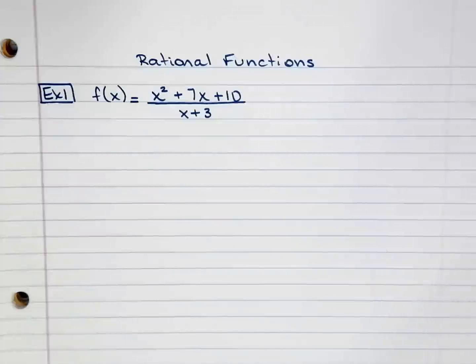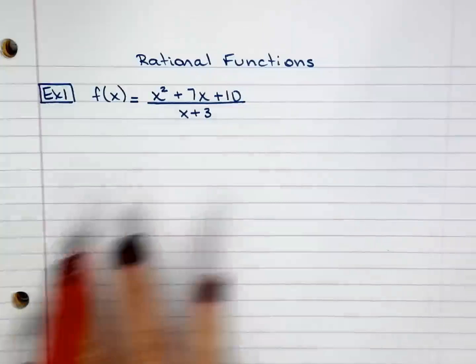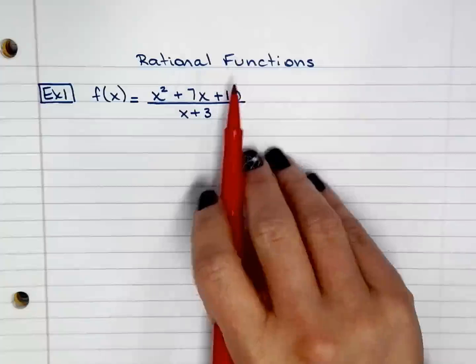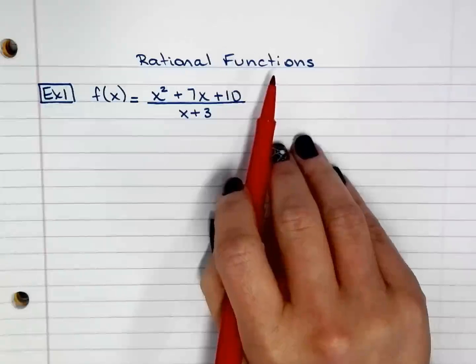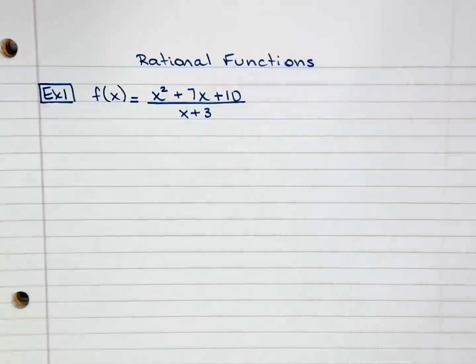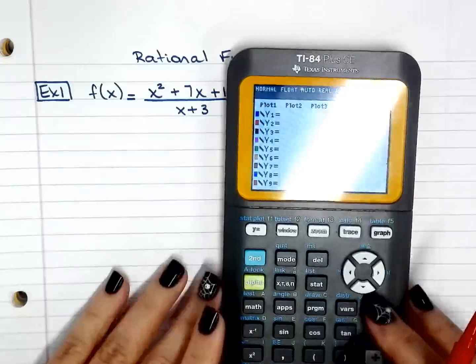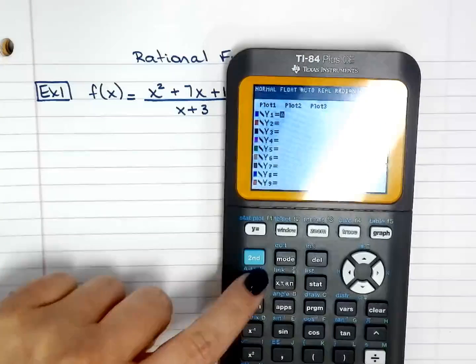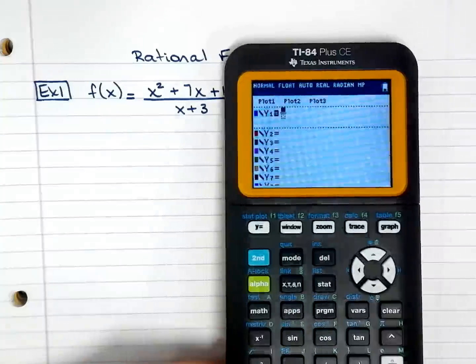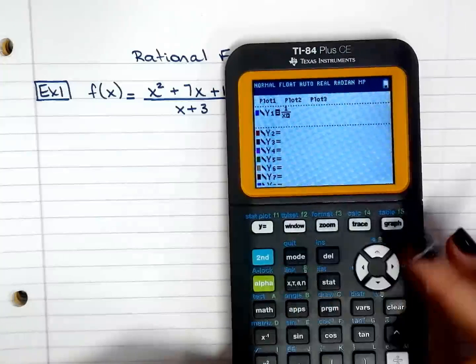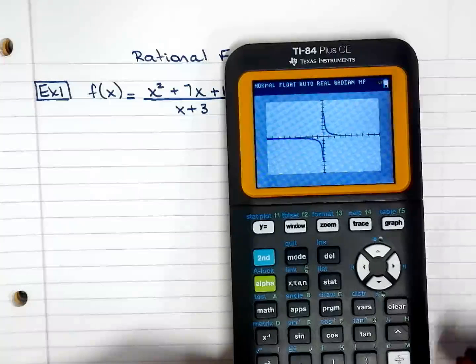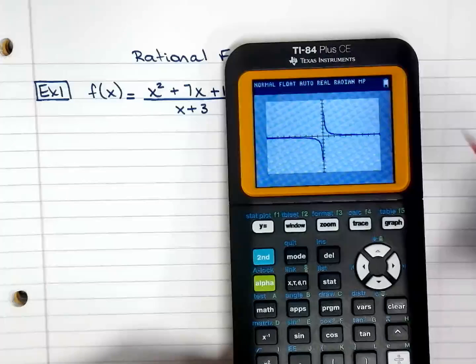Hello, everybody. Today we're going to work on one example only of a rational function, but we will find everything that your teacher might ask you about this one rational function. Just a little bit of background: the parent function is just 1 over x. If you were to graph it, it looks like that, okay?